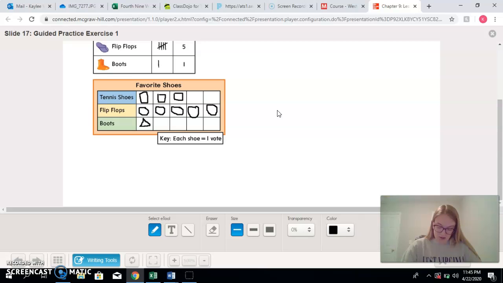Now it is time for you all to try to do page 537 and 538. At the bottom of your page, on page 536 though, before we move on, there's a question that says, how are picture graphs different from tally charts? Now, this isn't something you need to write down, but if there is a parent or adult watching this with you, I would like you to tell that parent or adult how picture graphs are different from tally charts.